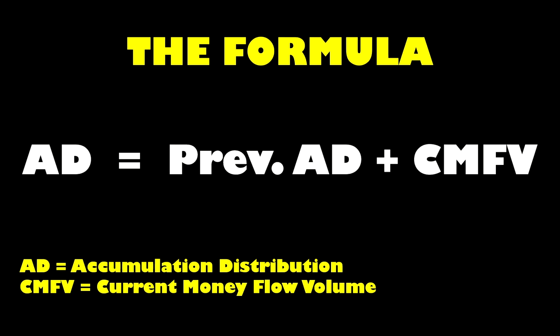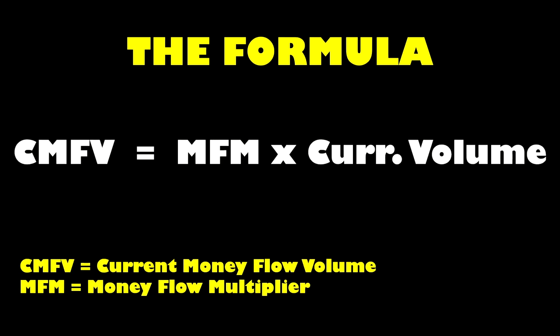There it is. The accumulation distribution reading is simply the previous accumulation distribution reading plus the current money flow volume. Easy. We've just got to know what the current money flow volume is first, and to know that we need to know what the money flow multiplier is. Okay, let's start from here.